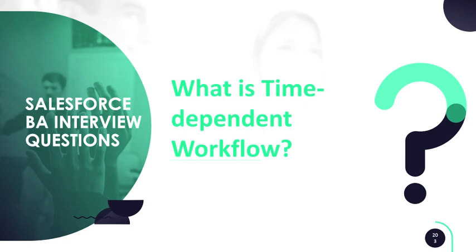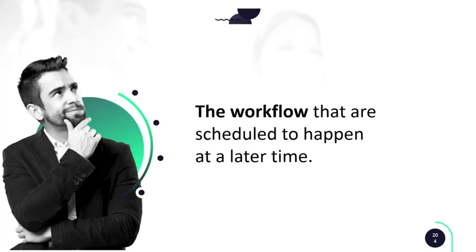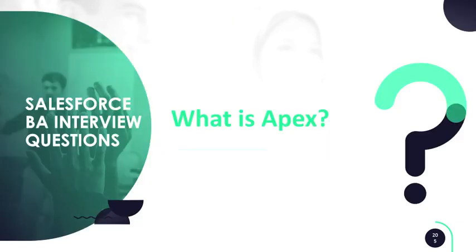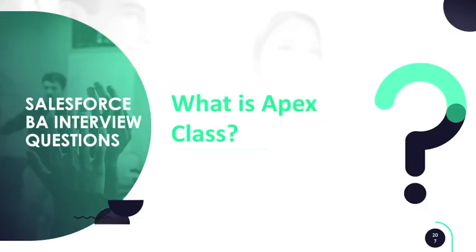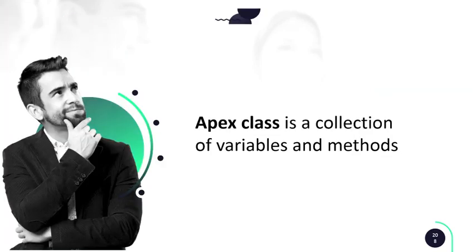Number 43. What is time-dependent workflow? The workflow that is scheduled to happen at a later time. Number 44. What is Apex? Apex is an object-oriented programming language that enables developers to add business logic. Number 45. What is an Apex class? An Apex class is a collection of variables and methods.